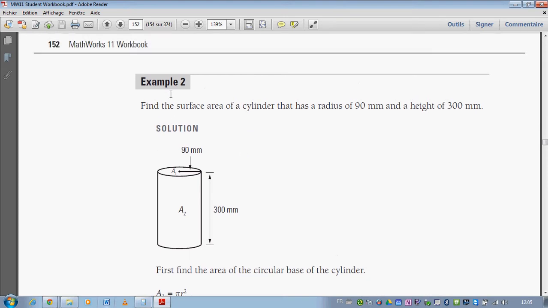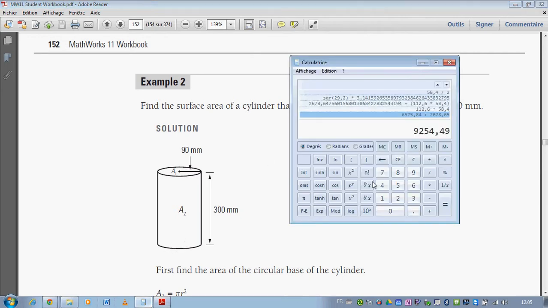Moving on to example 2, it's asking you to find the surface area of the cylinder that has a radius of 90 millimeters and a height of 300 millimeters. So first things first, let's figure out the combined surface area of the top circle and the bottom circle. Take this 90 millimeters, which is your radius, square it to get 8,100, and then multiply it by pi.